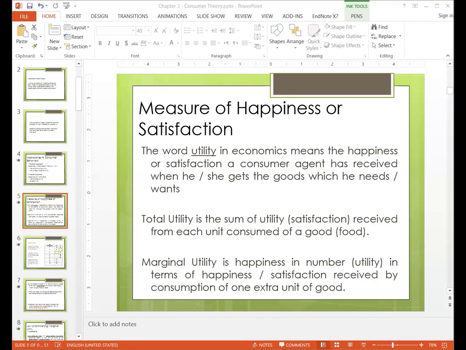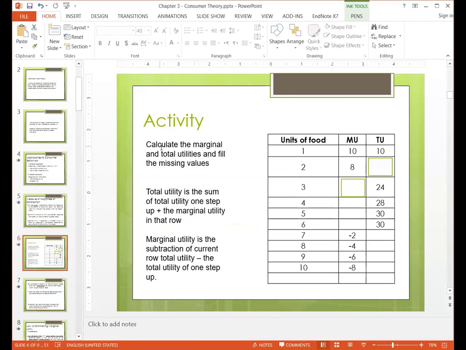So let's go to next. In this activity, calculate the marginal and total utilities and fill the missing values. The total utility is the total utility one step up plus the marginal utility in the row. So let's discuss it here.